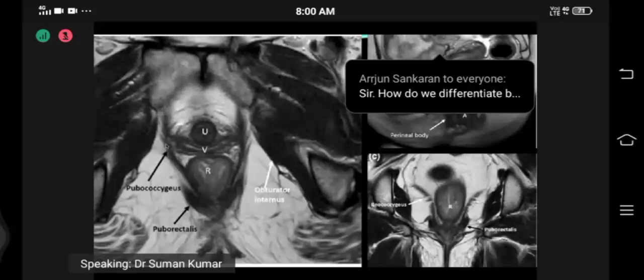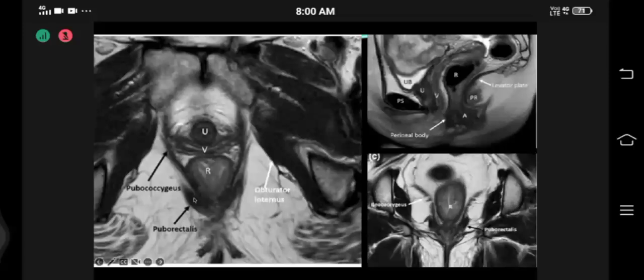Pubococcygeus, puborectalis. Even if we normally do not see these muscles separately, we just call them sphincters, but these are the parts of the sphincter. This is the levator ani on the sagittal section. Normally, everybody is used to seeing the levator ani on the coronal, where it comes down and fuses and becomes one with the external sphincter. Posteriorly also, if there is a tumor sitting on the posterior margin, the chance of involving the levator plate is also high.